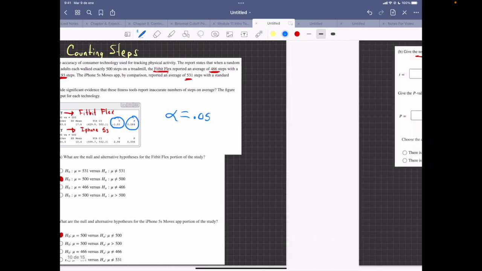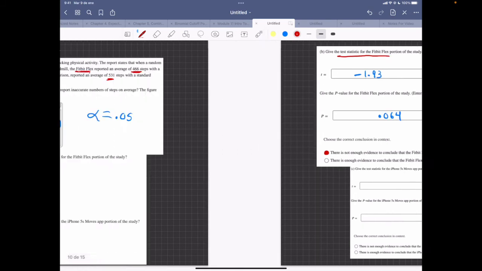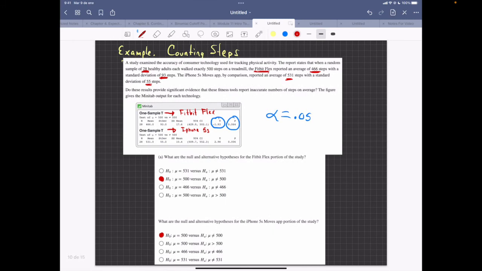So is the p-value less than alpha? It is not, right? The p-value in this case is not less than alpha, so we don't have to reject H null. So the answer will be there is not enough evidence to conclude that the Fitbit Flex reports an inaccurate number of steps. We are not rejecting that mu is equal to 500. So maybe it is equal to 500.